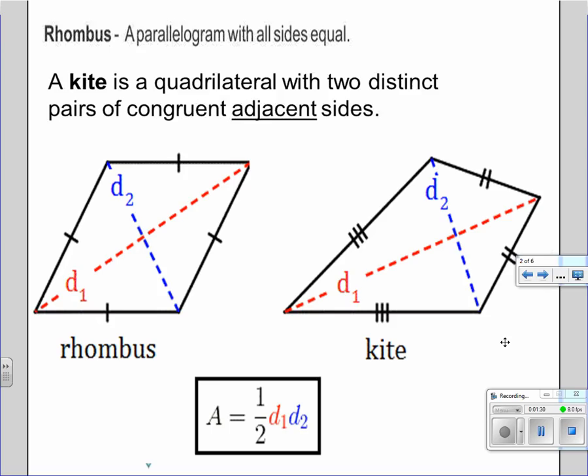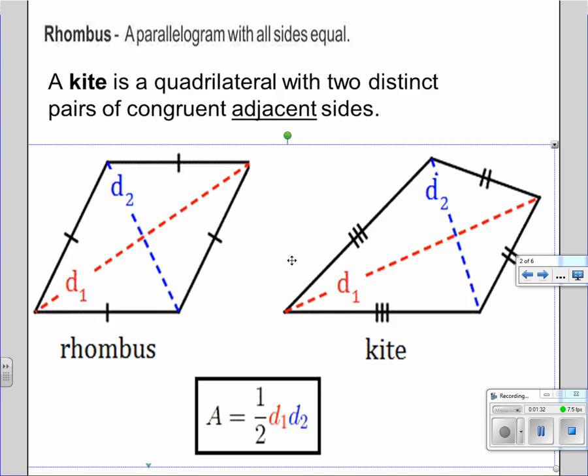So let me see if I can show this. This side and that side are adjacent sides. They're touching and they're the same length, congruent and adjacent. These two sides are also congruent and adjacent.